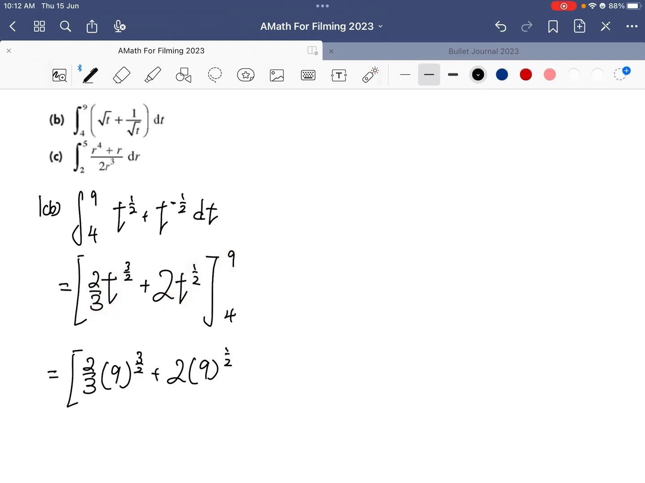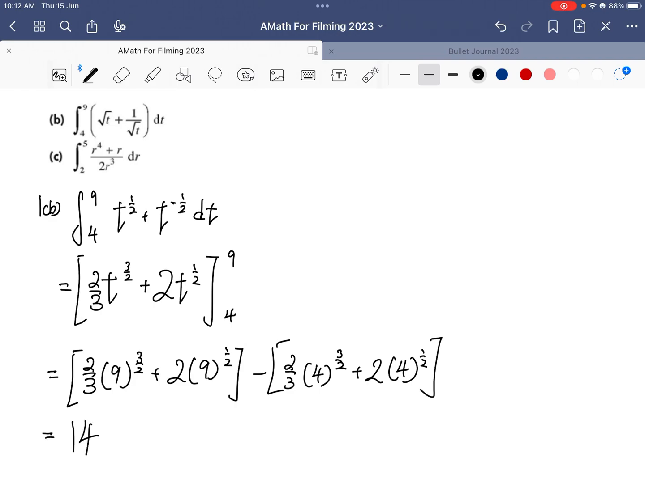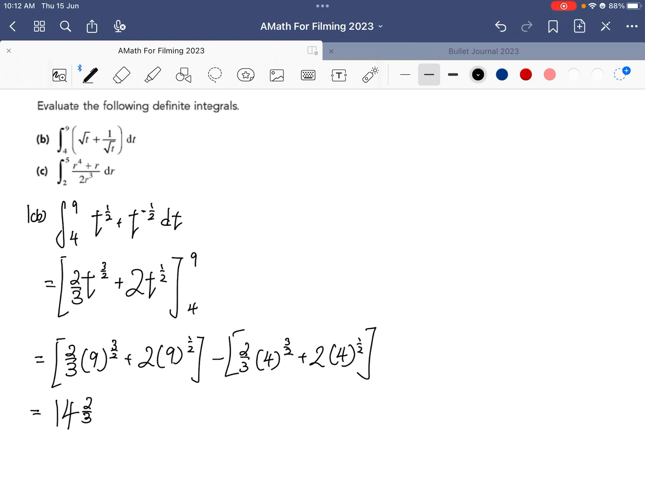Then for this portion here, we close it up, we minus away, we use t equals to 4 in this case. What I get is 2/3 4 to the power of 3 over 2 plus 2 times 4 to the power of half. I close my brackets. If everything goes well, you use your calculator, and please do try to use your calculator. What you get is 14 and 2 over 3.